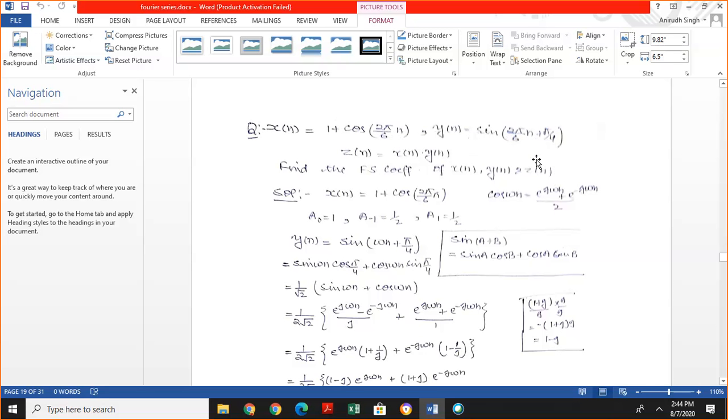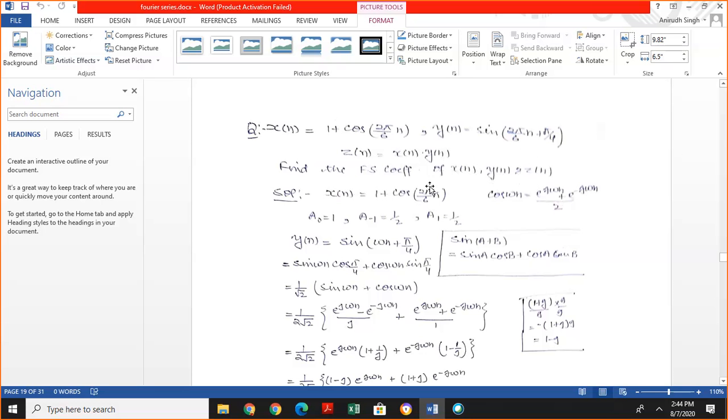Then you also have to calculate the value of z of n, and z of n is simply the multiplication of x of n and y of n. It means that when you get the Fourier coefficient of this and the Fourier coefficient of this, then you convolve these two coefficients and you get the coefficient of z of n. First, calculate the Fourier coefficient of x of n.